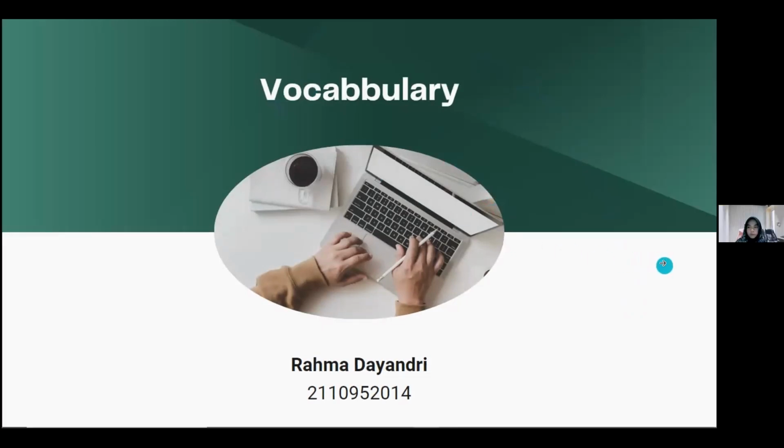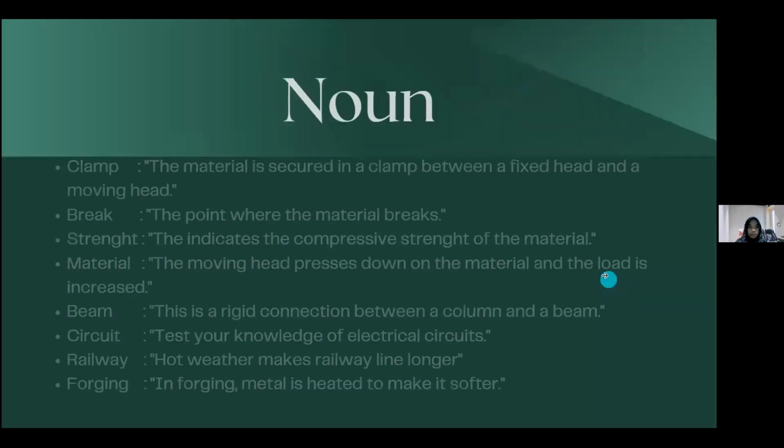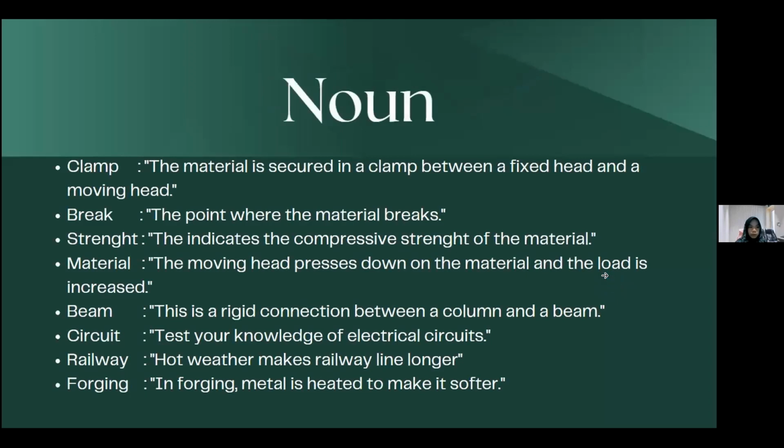Thank you, moderator. In this section, I will explain about vocabulary. The first is noun. The word is claim. The sentence is: the material is secured in a clamp between a fixed head and a moving head. Break, the point where the material breaks. Strength, to indicate the compressive strength of the material. Material, the moving head presses down on the material and the load is increased.